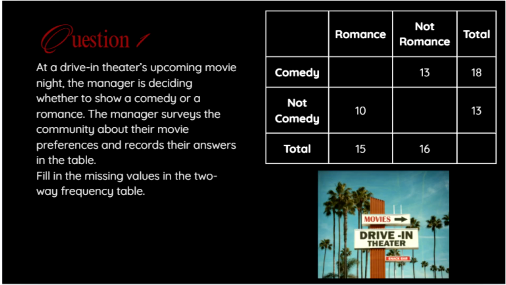Okay, question 1. At a drive-in theater's upcoming movie night, the manager is deciding whether to show a comedy or a romance. The manager surveys the community about their movie preferences and records their answers in the table. Fill in the missing values in the two-way frequency table. Pause it, figure it out, come back. Our missing values are 5, 3, and 31. If you need more help with that, comment and I will make another video.